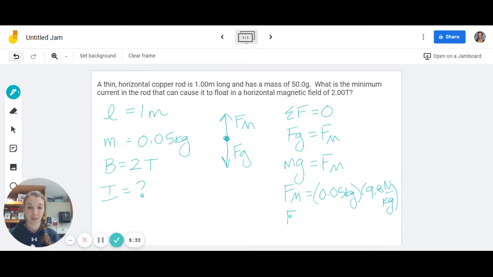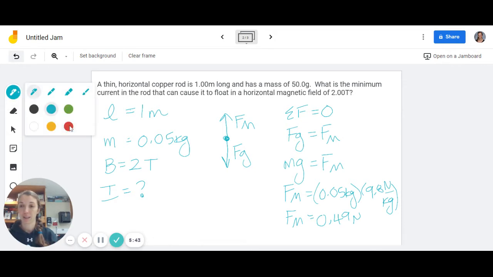And that gives me a magnetic force of 0.49 newtons. So now I can use, I'm going to choose a different color here so they don't run together, my force from a current carrying wire.